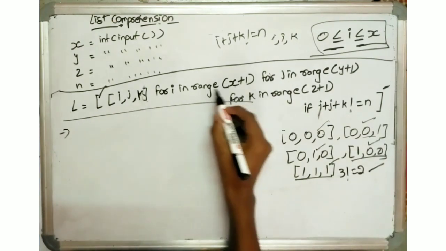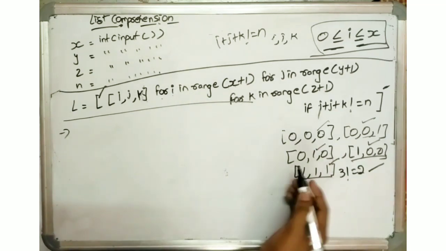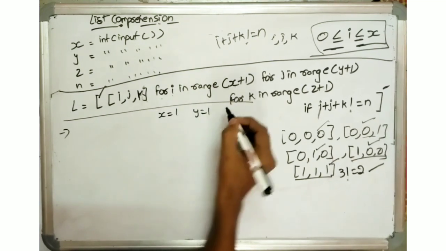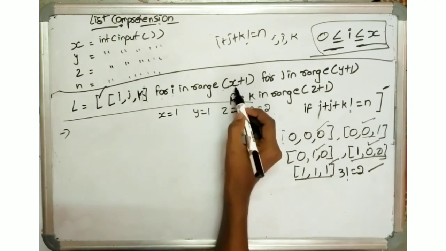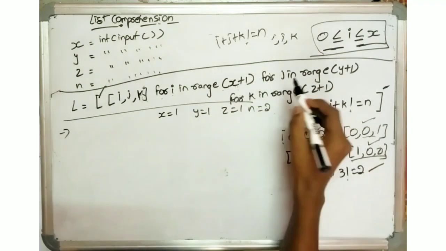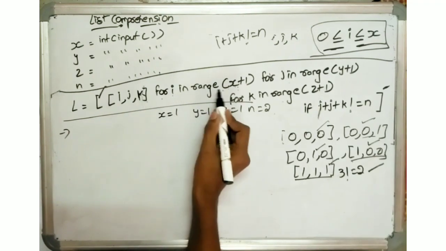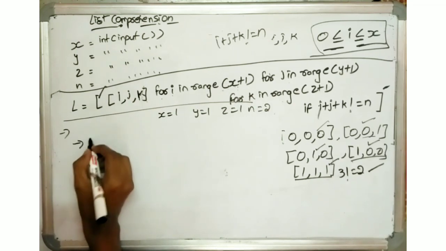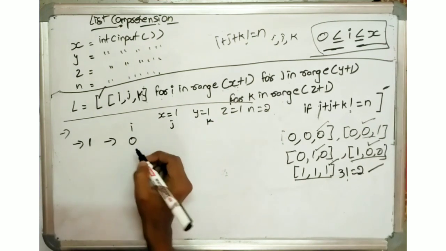First one comes from the for loop. First, for i in range of, what is the x value? For i, x value equal to 1, y value equal to 1, z value equal to 1, n value equal to 0. So for i in range of 2, for j in range of 2, for k in range of 2, right? For i in range of 2, in the first iteration, the i value is equal to 0, right?